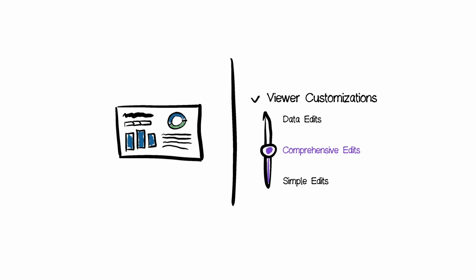As you build the report, you can set the viewer customization levels to any one of 3 different levels. So at the bottom, you have simple edits. At the medium level, you have comprehensive edits. And if you really want to have your consumers have some real freedom available to them, you also have the option to take it all the way up to data edits. So let's drill down into each of these different levels and see what they get you.